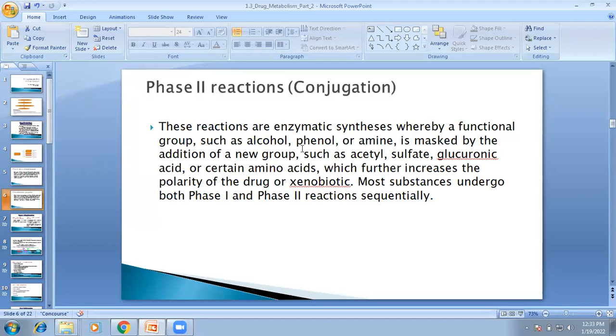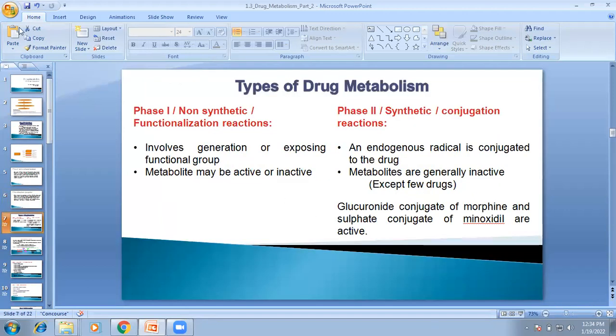So they are going to mask these groups because they are polar in nature. Those polar groups we are going to mask with either an acetyl group, sulfate group, glucuronic acid, or certain amino acids, which are going to increase the polarity of the drug or xenobiotic. Now, most substances generally undergo both types of transformations, that is phase 1 as well as phase 2. Earlier they go through the phase 1 reactions and later the phase 2 reactions.